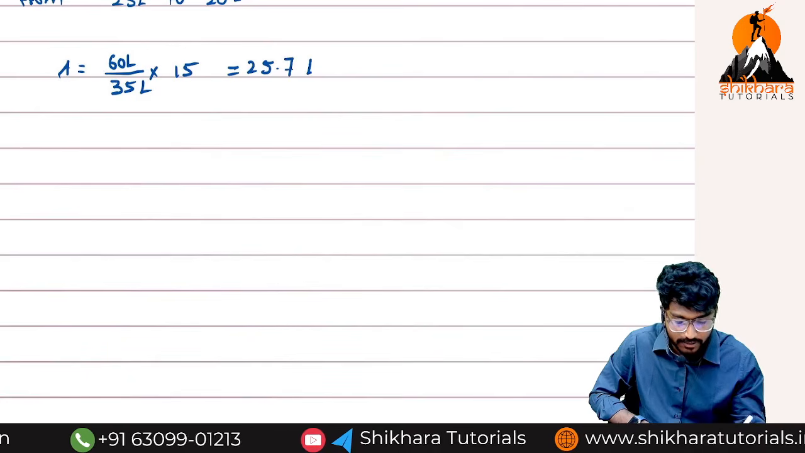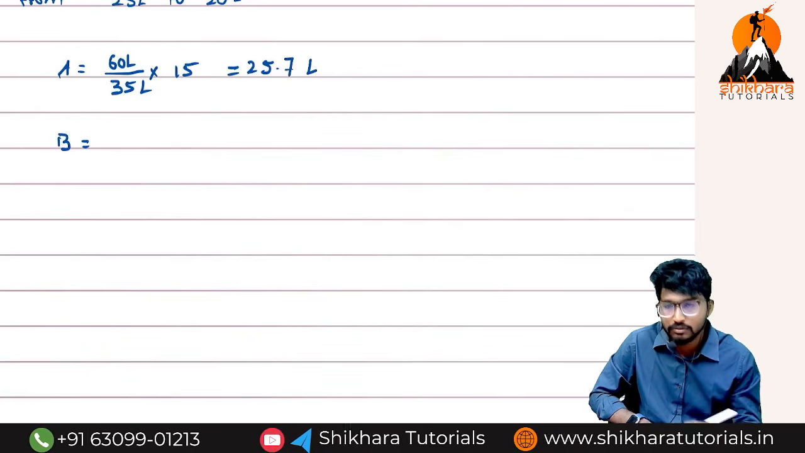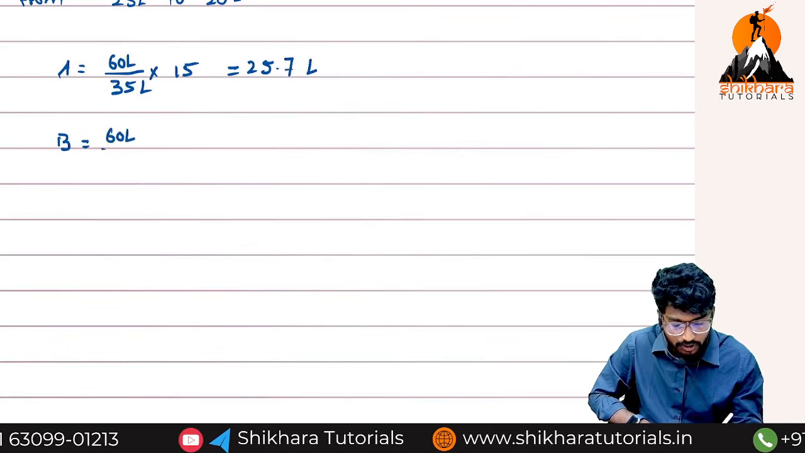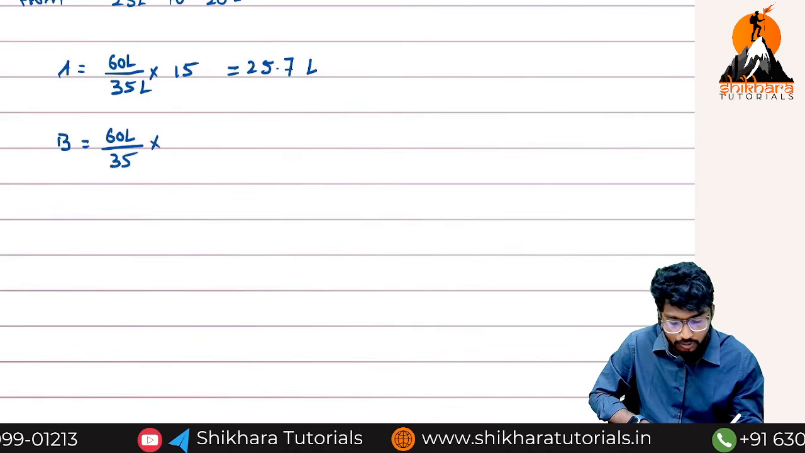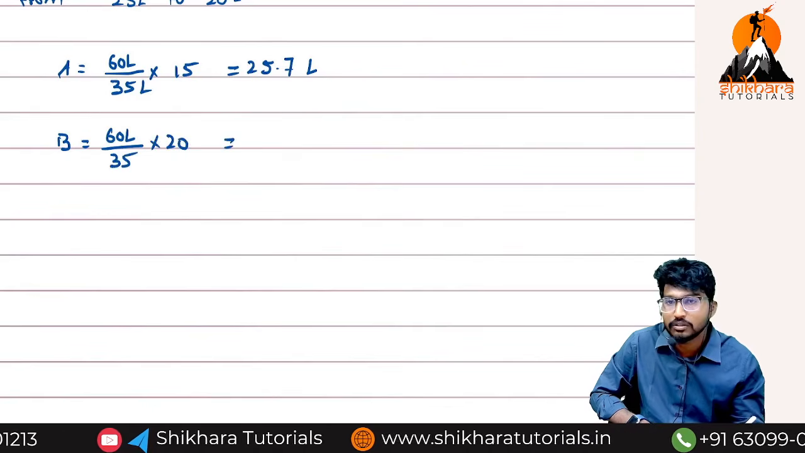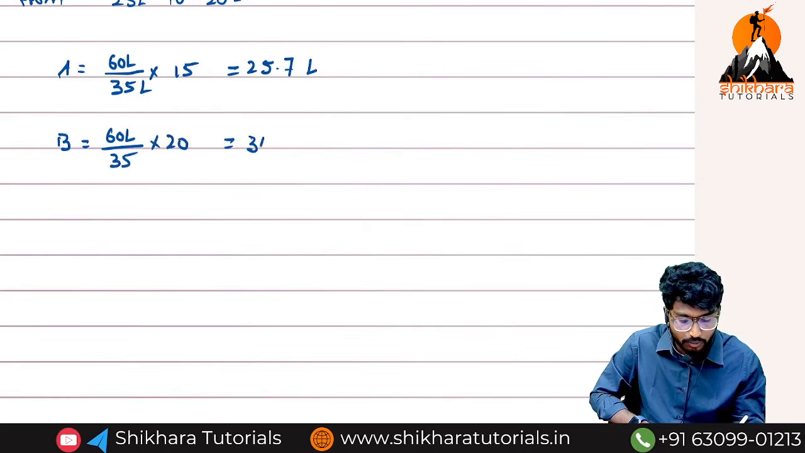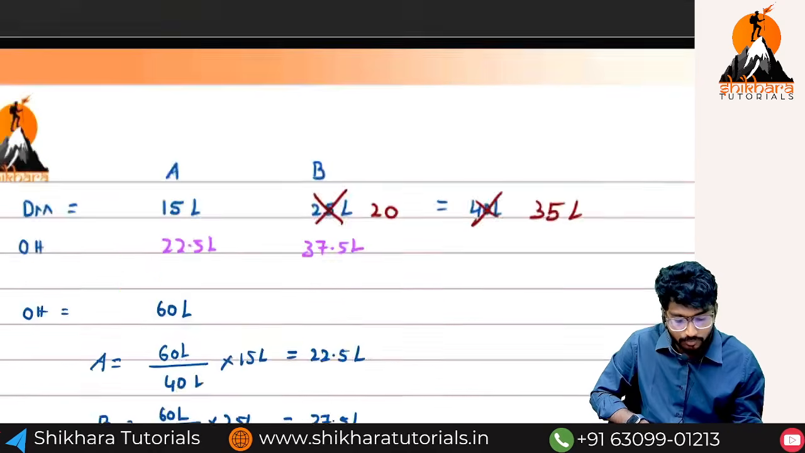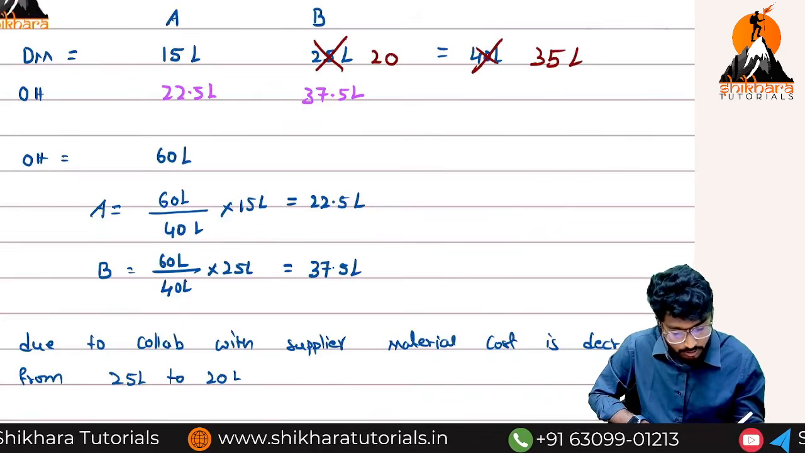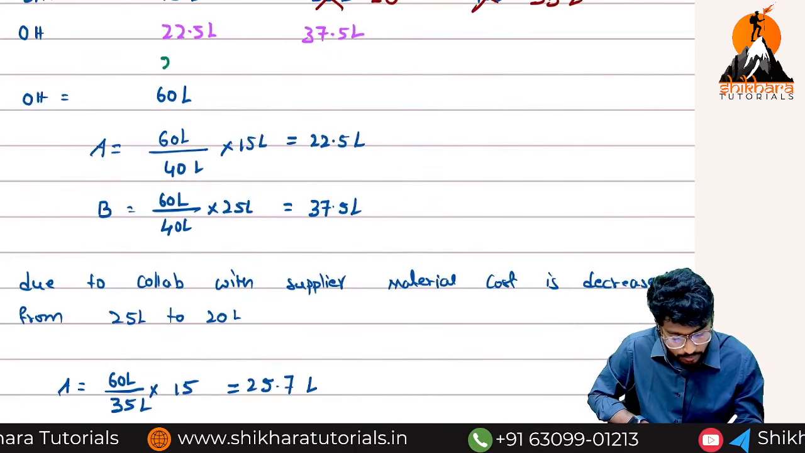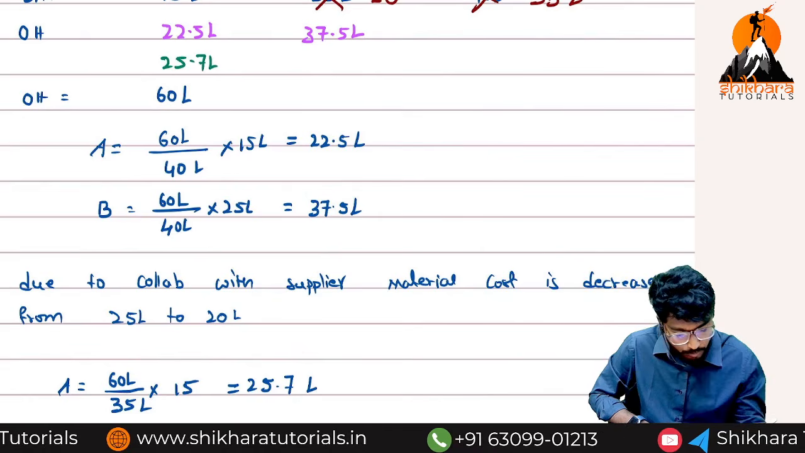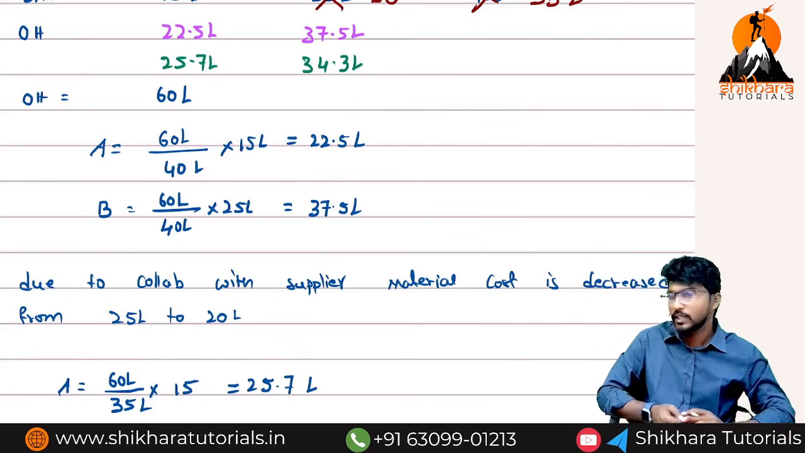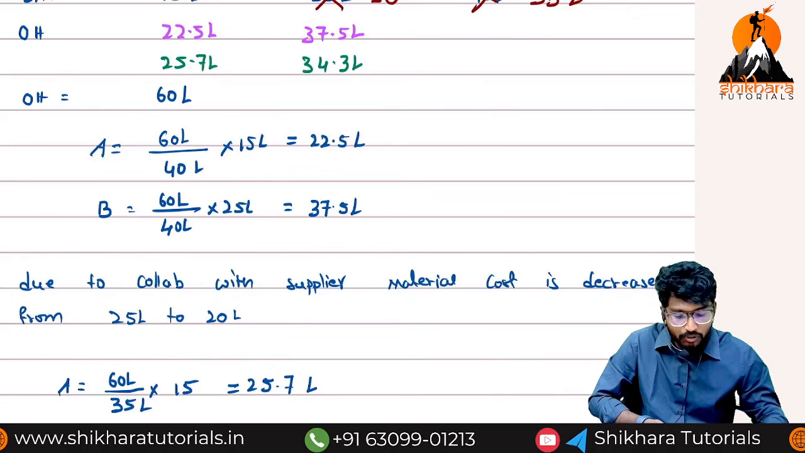25.7 lakhs. For B, divided by 35 into 20. How much? 34.3 lakhs. Now the share of A and B. Now A is 25.7 lakhs. For B it is 34.3 lakhs. Am I correct?